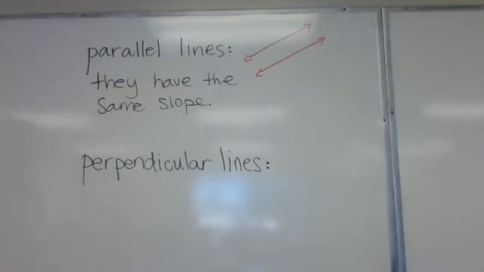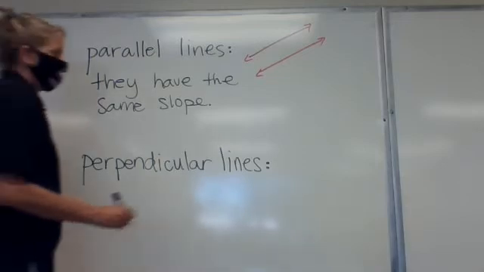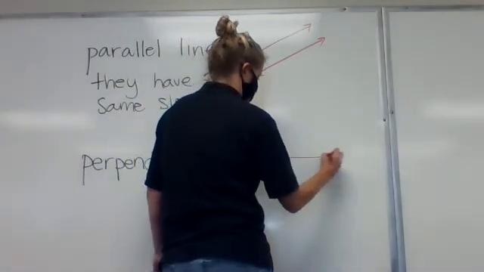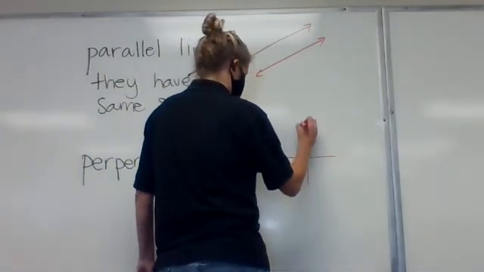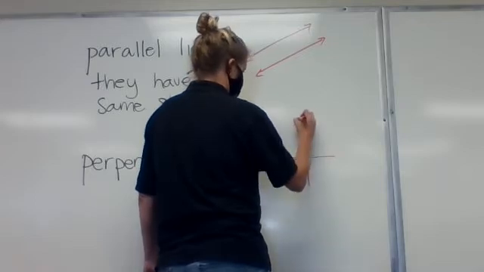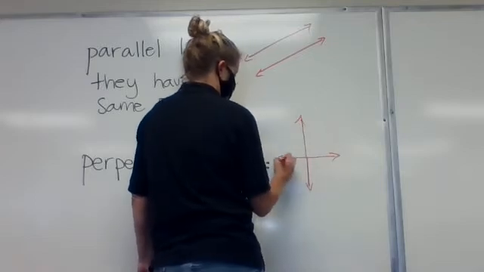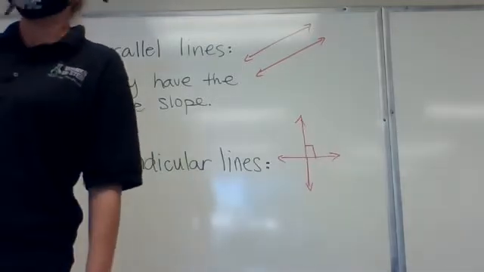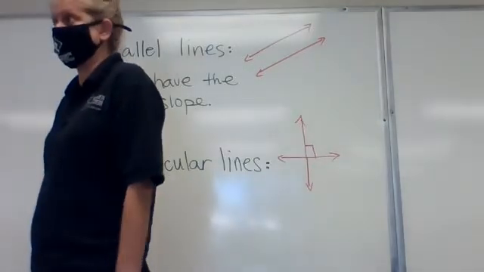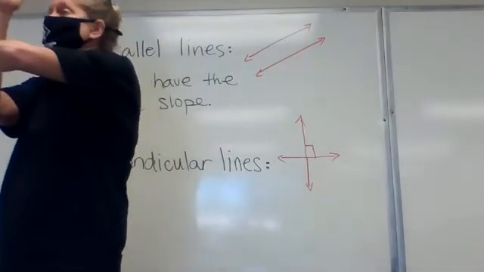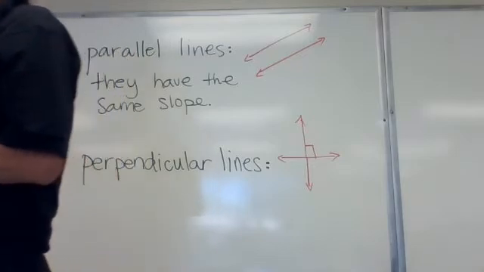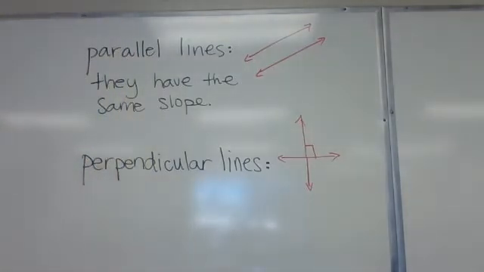Perpendicular lines. They don't have the same slope. No, they sure don't. These are perpendicular lines. Not only do they cross, they cross at an exact T, at a 90-degree angle. Just because lines cross doesn't mean they're perpendicular.